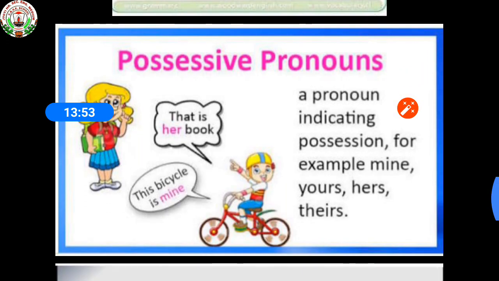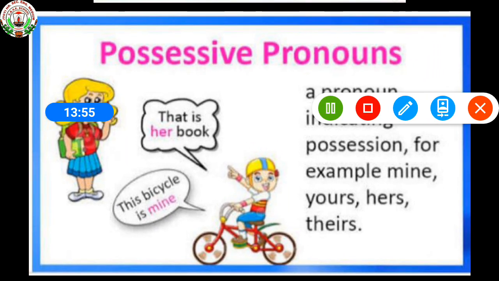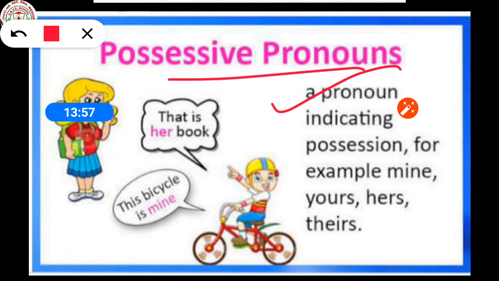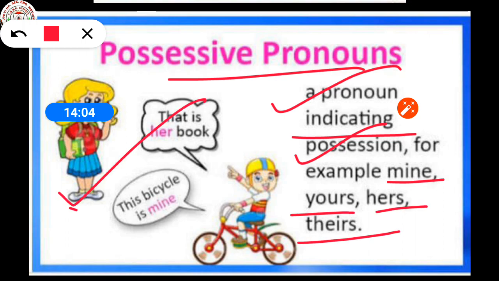So now it's clear that possessive pronouns are pronouns indicating possession, for example, mine, yours, hers, theirs. And see some more examples. That is her book. This bicycle is mine. These all relate to possessive pronouns.